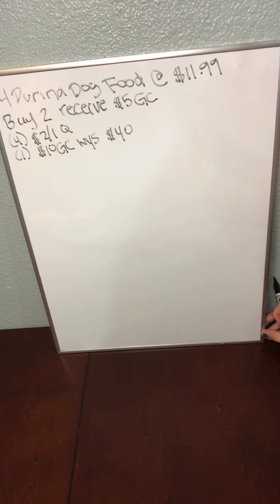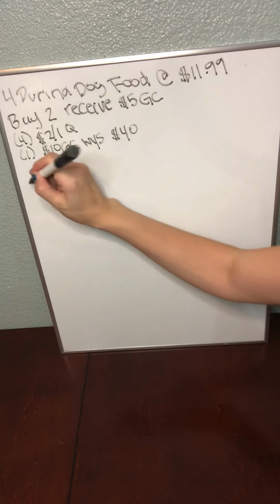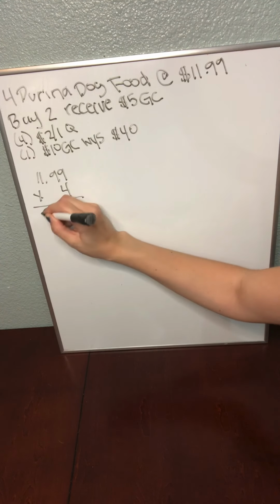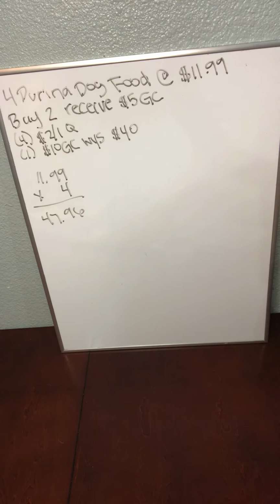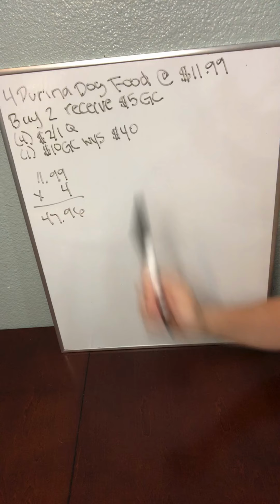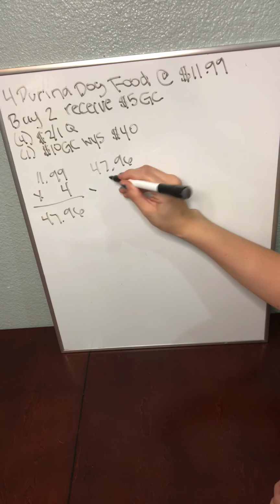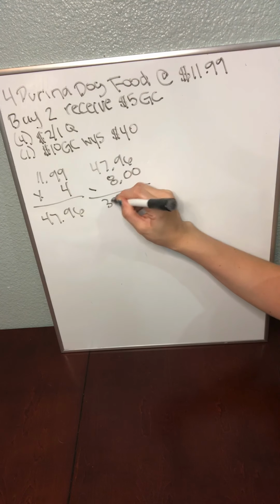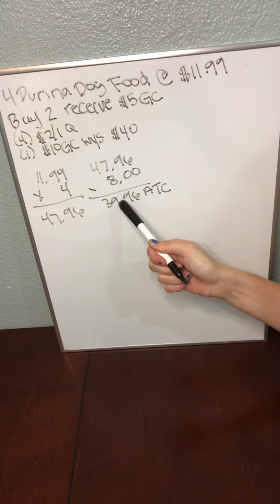So the first thing we're gonna have to do is find out how much 4 costs. So $11.99 times 4 is going to be $47.96, which is far too much. So for this example, the first thing we're going to do is just take off the coupons. So we have $47.96 minus the $8 in coupons. So that's going to be $39.96, and that's going to be our amount to cashier. So this is how much we're going to be paying.